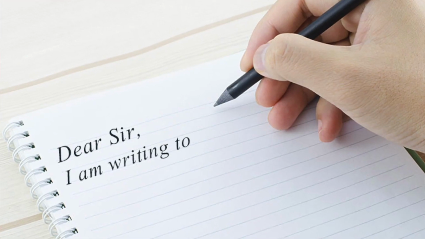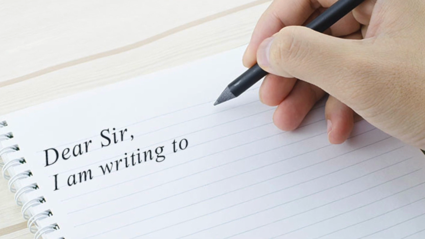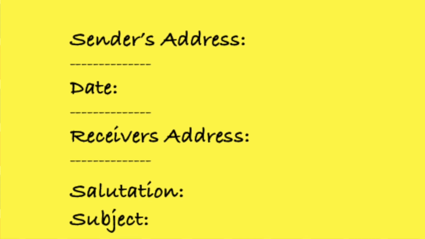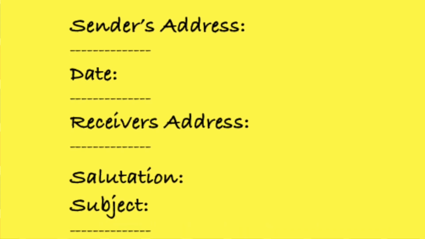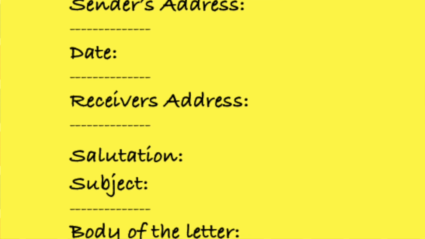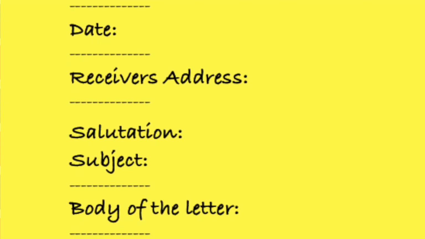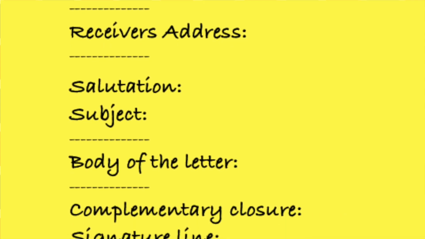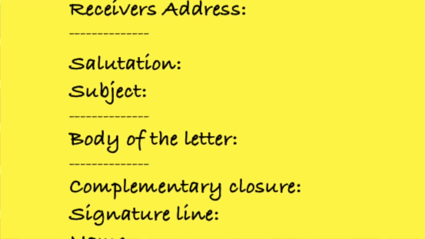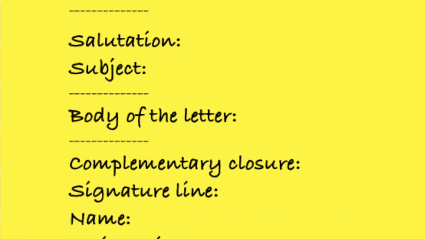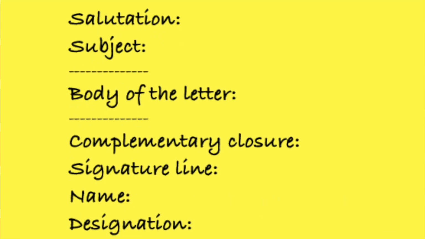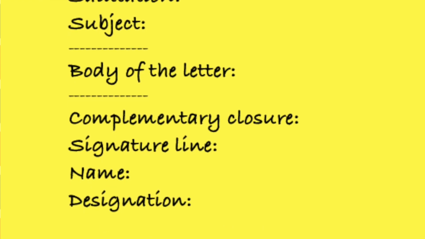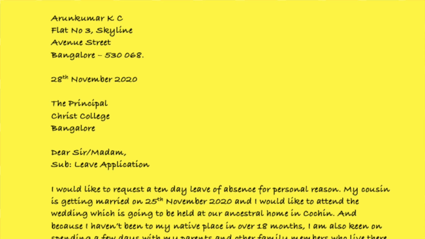Then the format of the letter is, keep the left hand corner always. Write the sender's address, then leave a blank line, then date, leave a blank line, then the receiver's address, leave a blank line, then salutation, subject. After subject, leave a blank line, body of the letter. It contains 3 paragraphs, introductory paragraph, middle paragraph and conclusion. Then leave a blank line, write complimentary closure, signature, name and designation. Okay, here you have a formal letter.